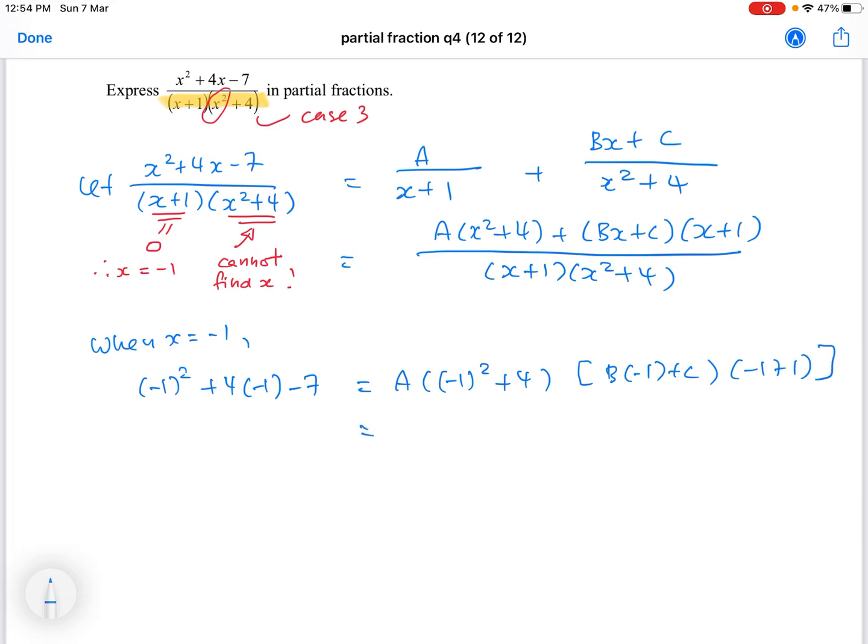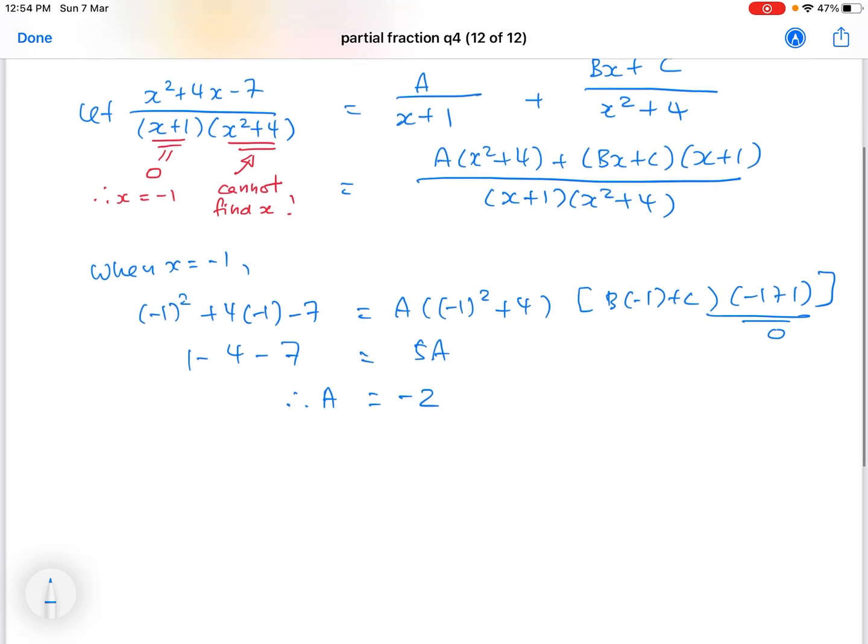We will only be able to find our A here because this one is 0, so the B is gone. So 1 minus 4 minus 7, so our A is just minus 2. Okay, so we have two unknowns which we have not found, which are the B and the C.